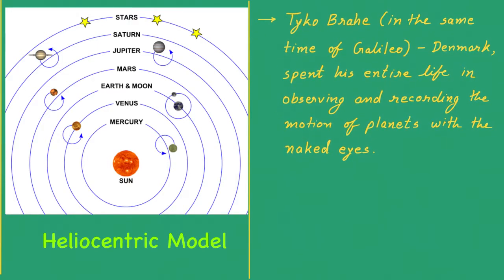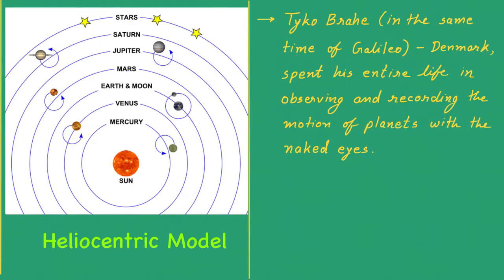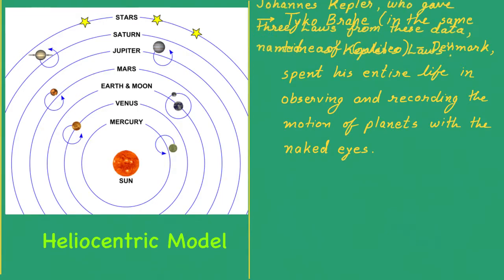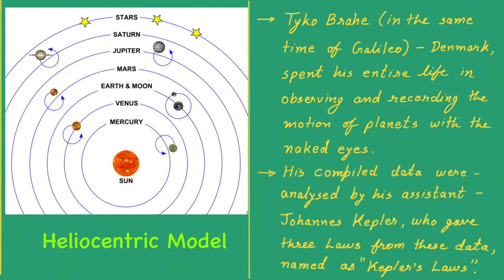Now, Tycho Brahe, almost at the same time as Galileo, from Denmark, spent his entire life observing and recording the motion of planets with naked eyes. Means he observed all the planets throughout his life and recorded all the observations. Then all of his compiled data were analyzed by his assistant Johannes Kepler, who gave 3 laws from this data, which were named as Kepler's Laws. Thus, from Tycho Brahe's observations, Kepler derived 3 laws which are known as Kepler's Laws.